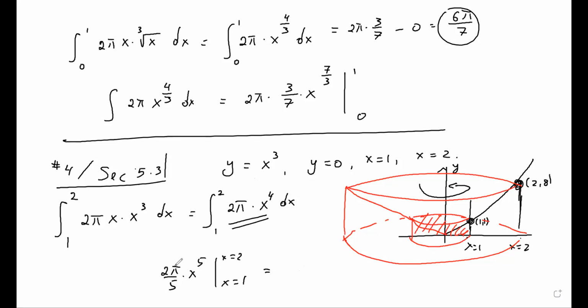Subtract these things. So 2 pi times 2 to the 5th is going to give us, let's see, 2 times 2 to the 5th is 2 to the 6th, which is 64 pi, minus, and then you subtract 2, so it's 62 pi over 5. So that's the calculation of the antiderivative.